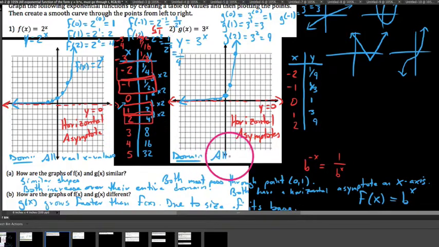So for all exponential functions, we're going to say all real x values is our domain. Now, one thing we notice here about our range is that the only range values we ever hit were those that were positive. And so we would say that y has to be specifically greater than 0, not greater than or equal to 0, because we have an asymptote on our x-axis.